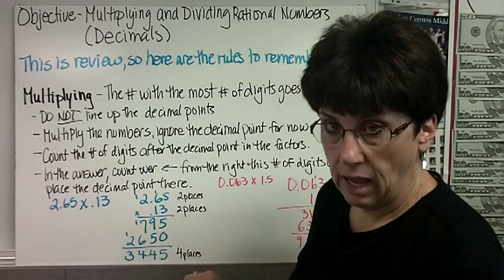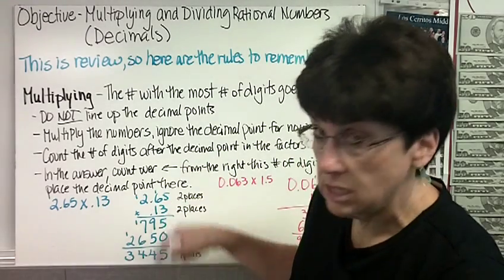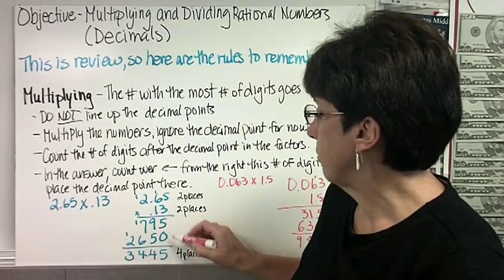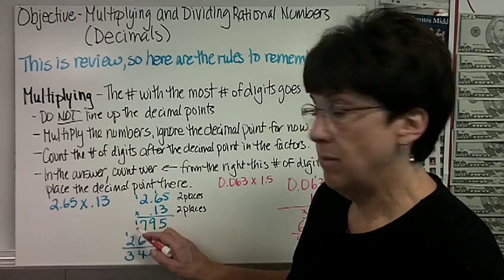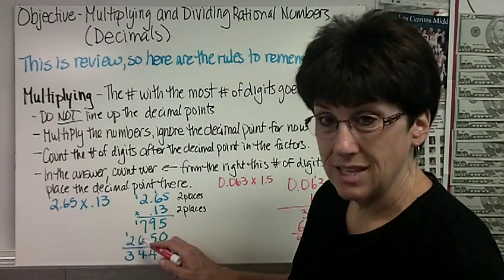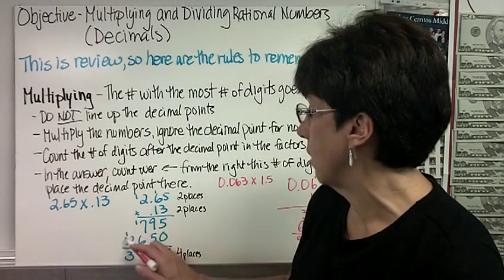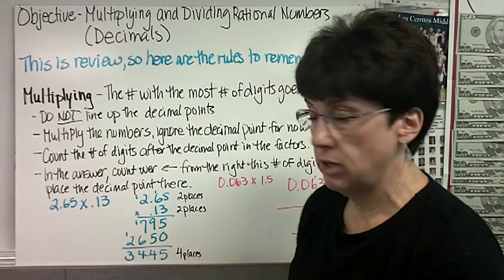Draw my line, add my columns. Notice how everything is neat and ordered in the columns. 5 plus 0 is 5. 9 plus 5 is 14. Carry the 1. I'm going to add that to the 6, so I can say 7 plus 7 is 14. Carry the 1. 1 plus 2 is 3.